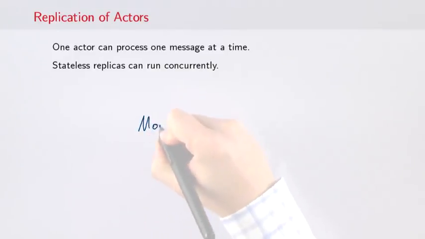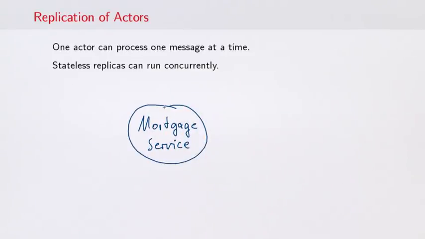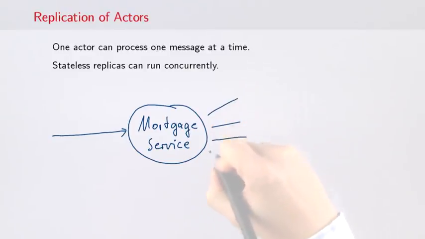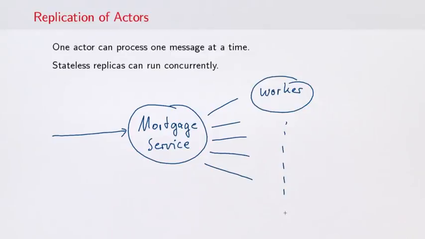Let's say you have an actor here, for example, calculating mortgages. And when a client requests, it sends a message, and then the mortgage service will calculate the conditions and reply back with an interest rate, for example. Now, if this calculation is moderately complex, then it will take some time, and we could, for example, scale it out by having multiple workers to perform the task.